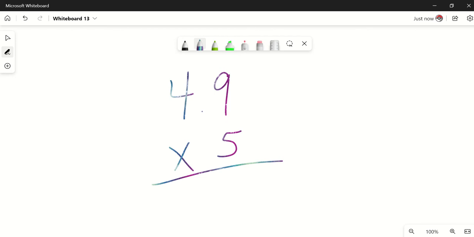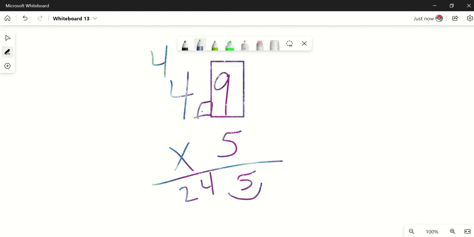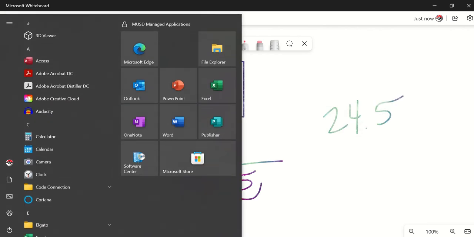So now that you're unpaused, hopefully, 5 times 9 should be 45. Carry the 4. 5 times 4 will be 20, plus the 4 will be 24. And how many numbers were after a decimal? Just one. Therefore, I start from right to left. My answer will be 24.5. And let's check our work if you have not already.